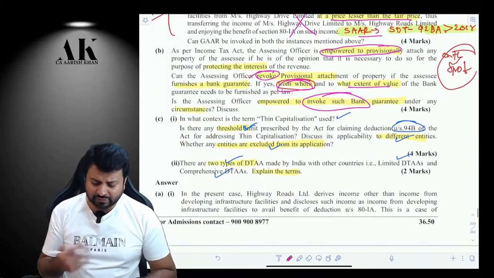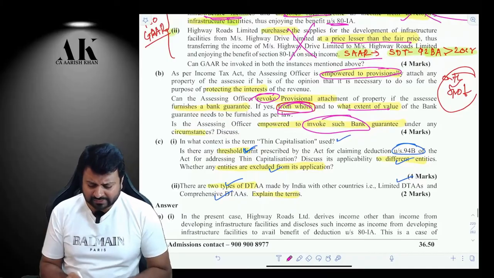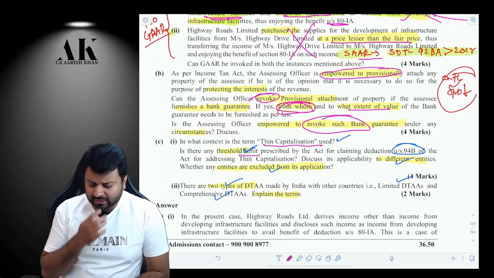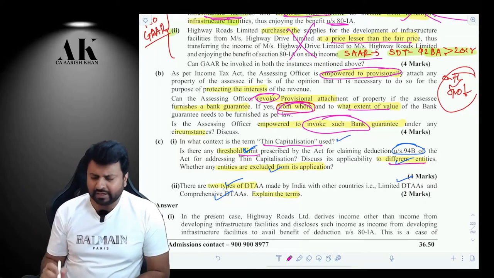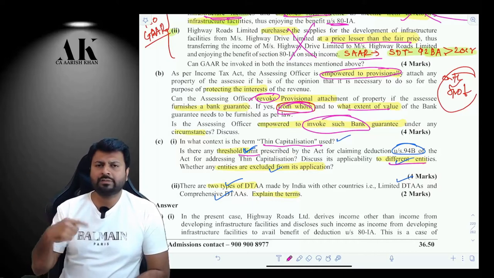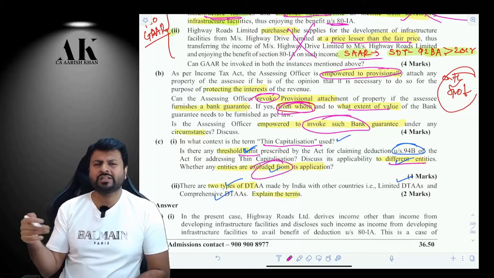Okay. The next are a few theory questions which you can go through at your end. First is, what is thin capitalization? You have to write the provisions of 94B, which we have done in class. Is any threshold limit applicable? Yes, 1 crore is applicable. Applicability to different entities: to whom is 94B applicable? 94B is applicable to Indian companies or permanent establishments of foreign companies. Is there any exclusion? Yes, banks and insurance companies are excluded.